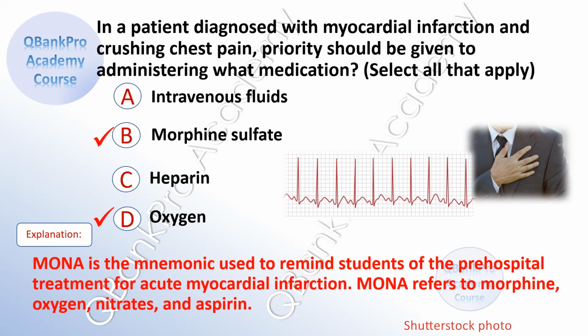The correct answer is B. Morphine sulfate and D. Oxygen. Explanation. MONA is the mnemonic used to remind students of the pre-hospital treatment for acute myocardial infarction. MONA refers to morphine, oxygen, nitrates, and aspirin.